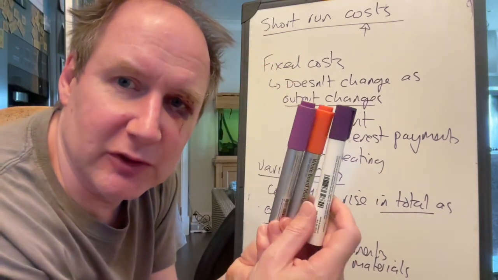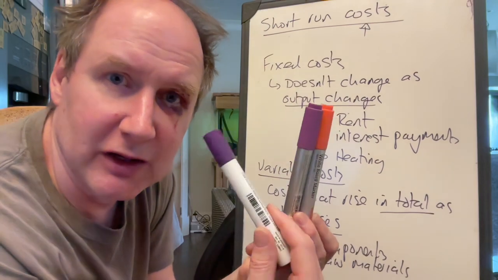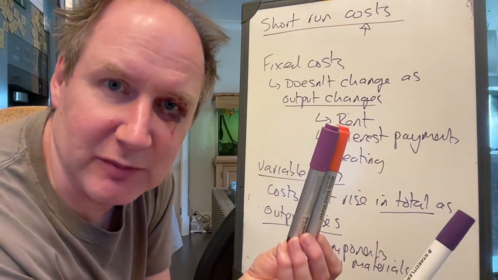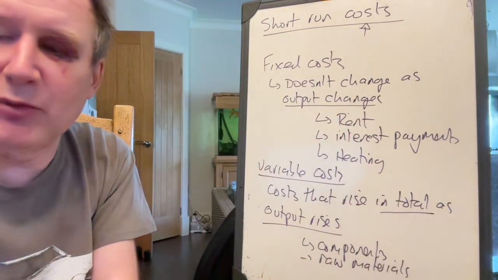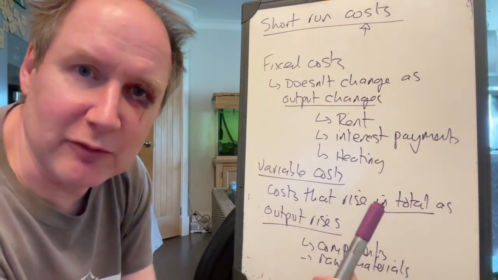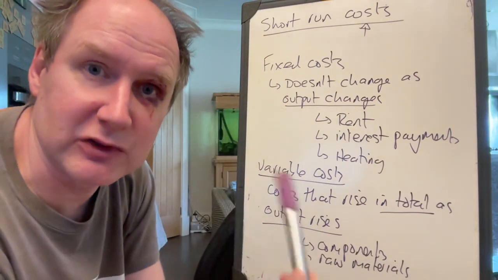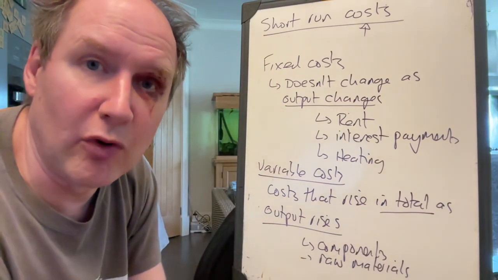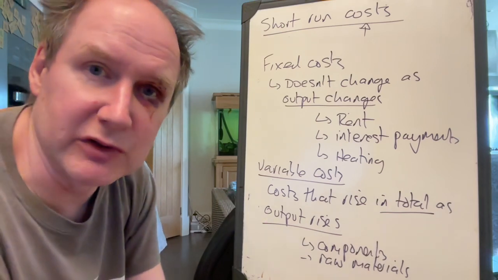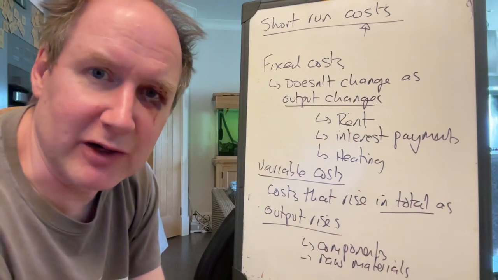But it's variable because if we make one, it's £1. If we make two, that's another £1, which makes two. If we make three, that's another £1, which makes three. So variable costs are those that rise in total as output rises. But they might stay the same for each particular unit. It's just that as you make more units, you need more raw materials, you need more components, maybe you need more labour and so on. So those are what we mean by variable costs.